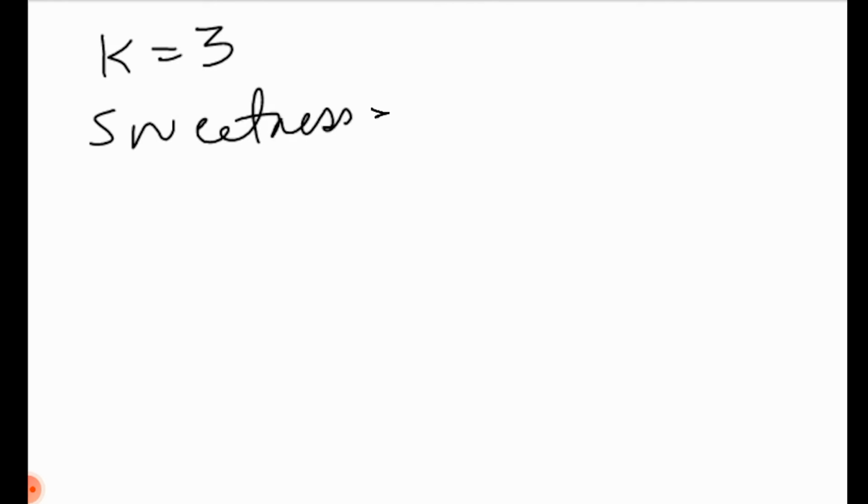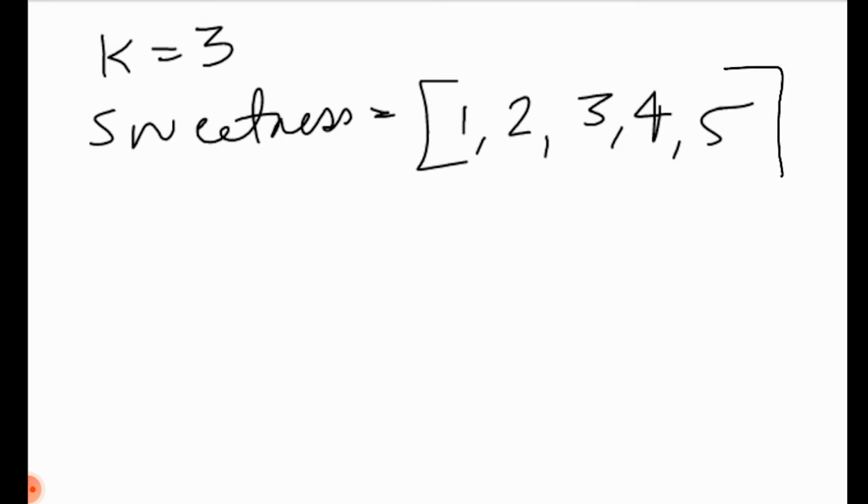Okay, so first of all, we are given two things. First, we are given k. Let's take k to be 3, and then we are given the array sweetness, which contains the sweetness of each chunk of the chocolate. Let's take 1, 2, 3, 4, and 5. So basically, the chocolate has 5 pieces. The first piece has sweetness of 1, second has sweetness of 2, third piece has sweetness of 3, and so on. Okay, so that's pretty basic.